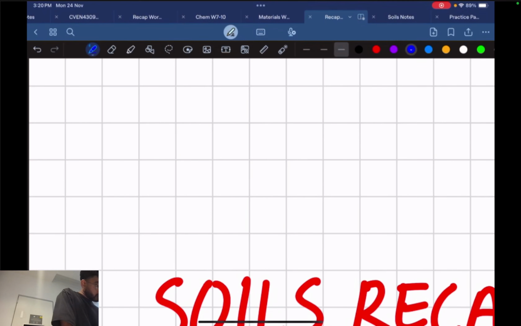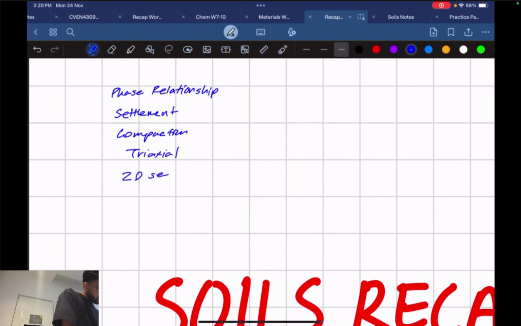The main topics were phase relationships, settlement, compaction, definitely triaxial, and 2D seepage. So I'd say these 5 topics are the main topics you guys have to study for your finals. You can expect 4 or 5 questions. Last year we got a question for each one of them. The phase relationship one was a bit small, so it's pretty easy.